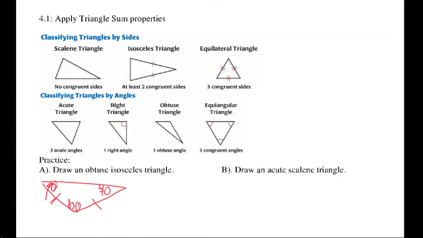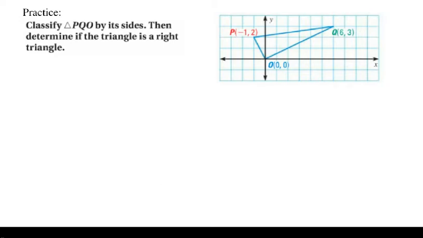So next is an acute scalene triangle, so all three sides have to be different, and the three angles also have to be different. So that one is a little quicker to draw, since we can pretty much just draw it like so, and all three sides are different lengths, and all three angles are going to be different sizes as well.